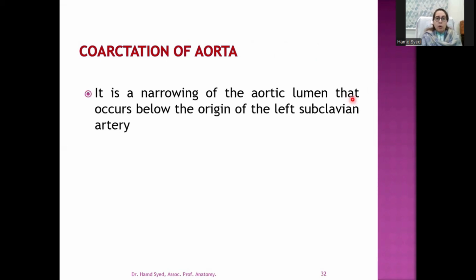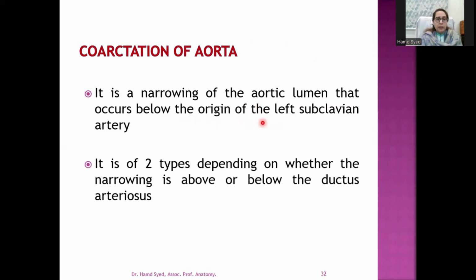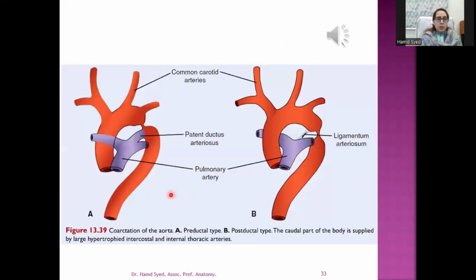So there is a narrowing of the aortic lumen that occurs below the origin of the left subclavian artery. This can be of two types, depending on whether this narrowing is occurring above or below the ductus arteriosus. Here you can see coarctation of aorta. A is the preductal type, where this narrowing of the aorta has occurred before the entrance of the ductus arteriosus. So the ductus arteriosus is still patent.